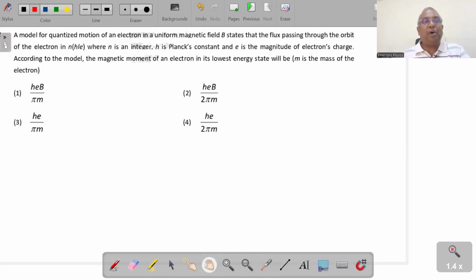That's all. A model for quantized motion of an electron in a uniform magnetic field states that the flux passing through the orbit is nh by e. So flux is equal to n times h by e, where n is the integer, h is the Planck constant, e is the magnitude of the electron charge. According to this model, the magnetic moment of an electron in the lowest energy n equal to 1.